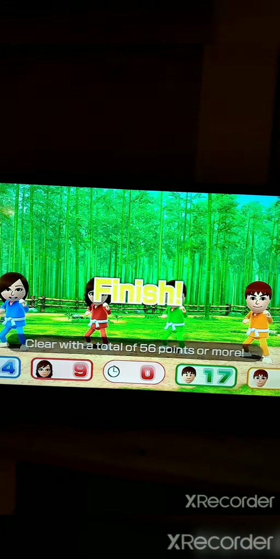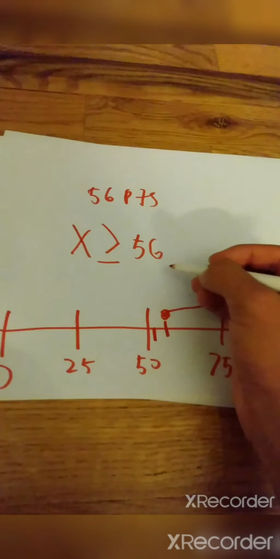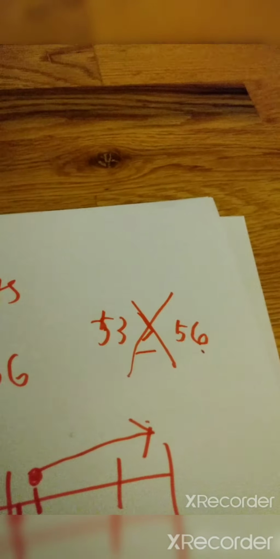So, the team got 53 points right here. That does not fit the requirements, because 53 is not greater than or equal to 56. This is a false statement. 53 is not greater than or equal to 56. So let's see if the team can do better and clear the game.